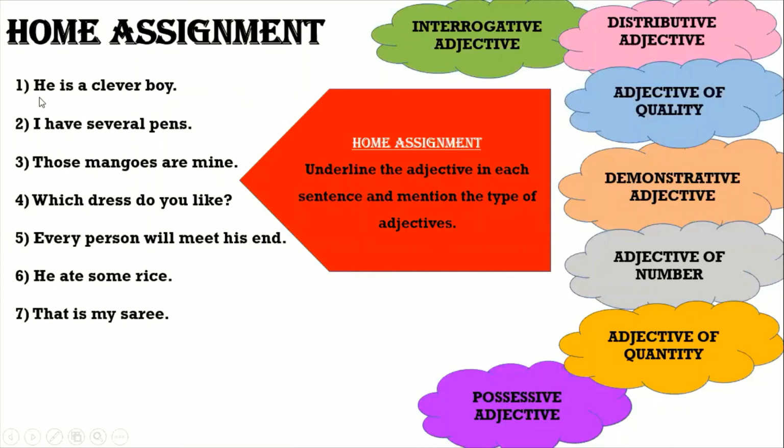In each and every sentence there are certain adjectives hidden. He's a clever boy, so there are certain adjectives hidden in each of these 7 sentences. You need to underline the adjective that you come across and mention which type of adjective it belongs to. All the 7 types of adjectives, I mentioned here. So underline each and tell which it is. Understood? Underline one word and say which adjective it is. Is it clear? By tomorrow you need to send me your lecture notes as well as this home assignment to my number.